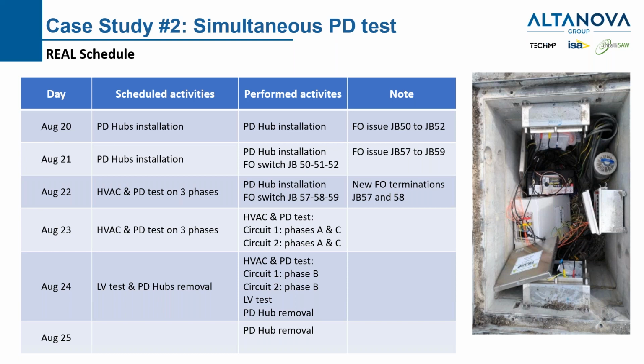We had some delay because of fiber optic issues in 2 portions, but luckily we were able to manage it. And in the end, all the 222 accessory test was finished in 5 days and a half, from the PD hub installation to the PD hub removal, and with just 1 day and a half of traffic control required.